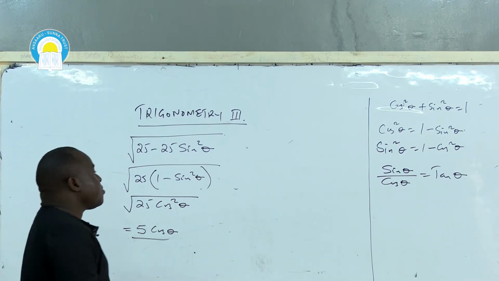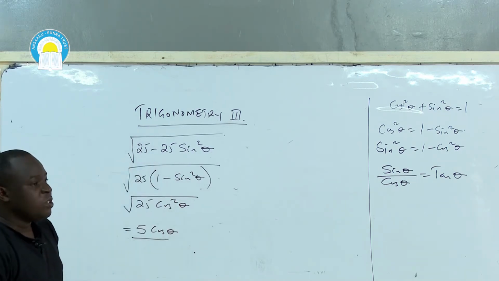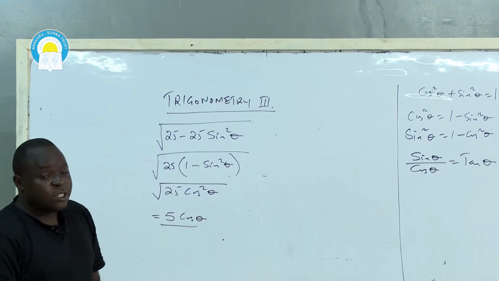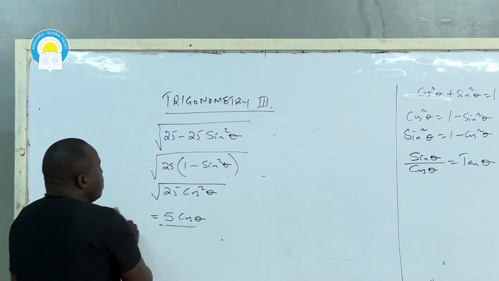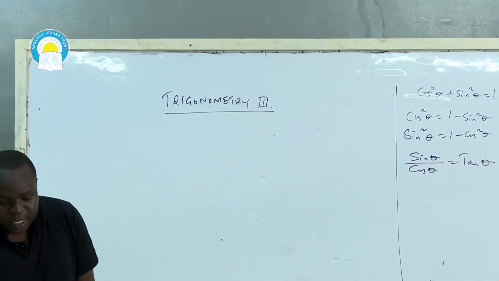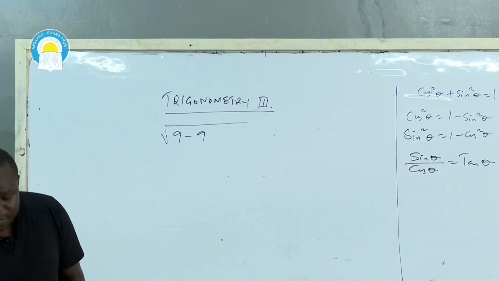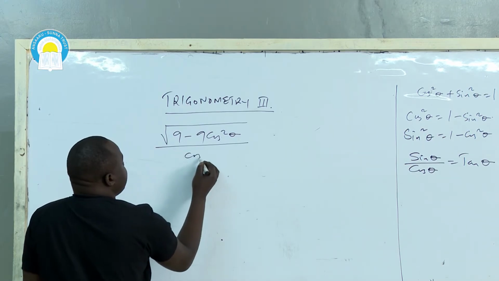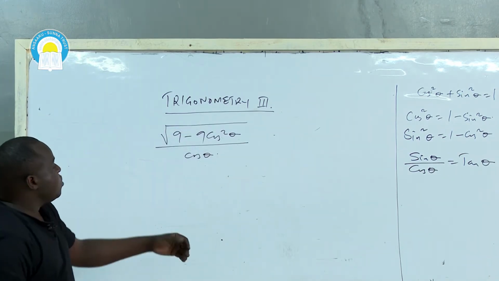Next example. You see, the first example I used, I brought in the next question, which relates to the first example in a way, but the only difference has been, in this case, there is an addition of the square root. Then I've used the square root in the final part to get the value that I got there. Okay, so the next example is the square root of 9 minus 9 cos squared theta over cos theta.